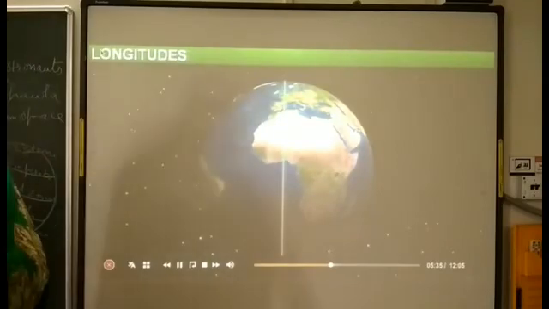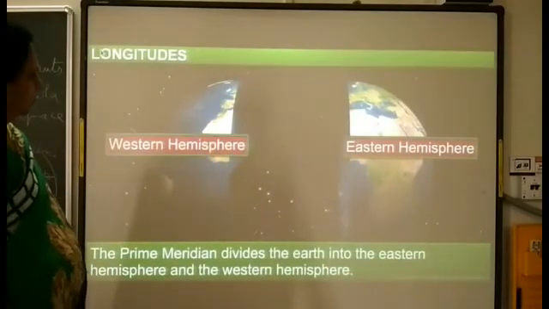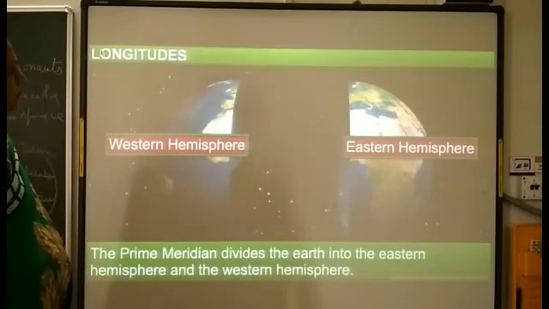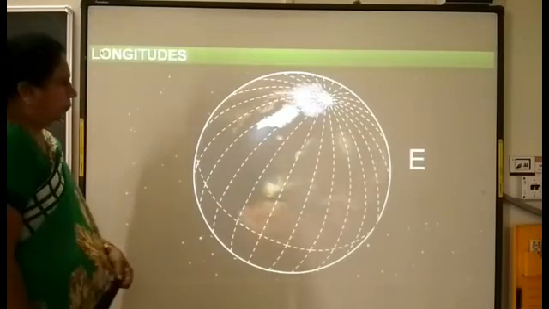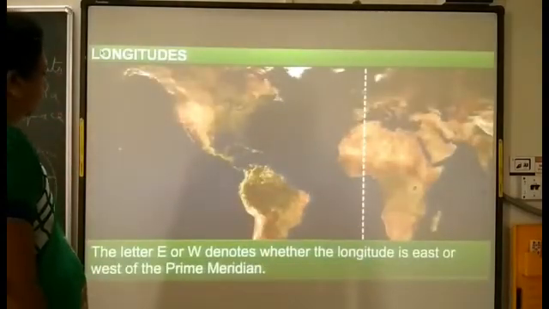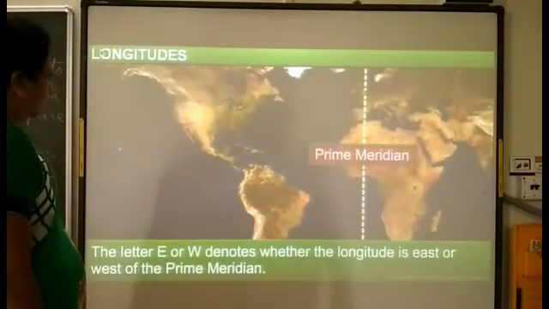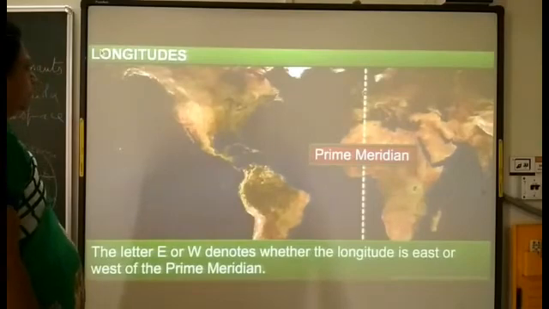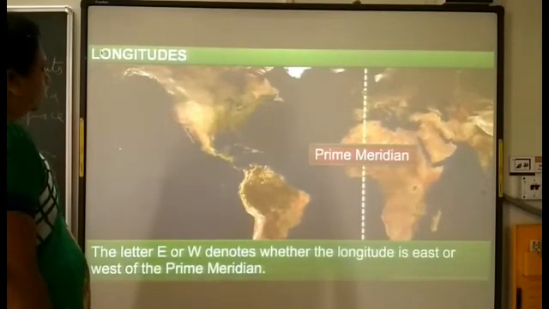The prime meridian divides the Earth into the Eastern Hemisphere and the Western Hemisphere. The longitude of a place is followed by the letter E or W. This letter denotes whether the longitude is east or west of the prime meridian. This also indicates the hemisphere in which the longitude is located.